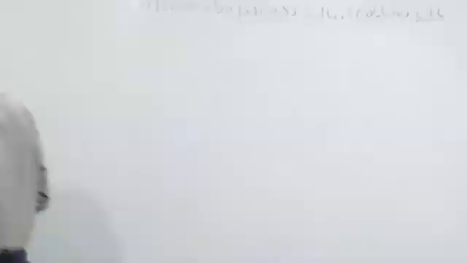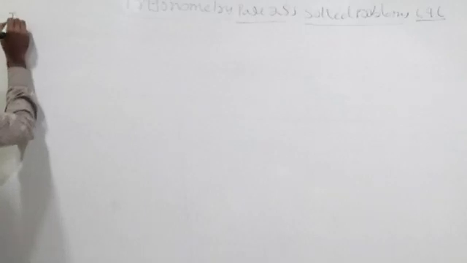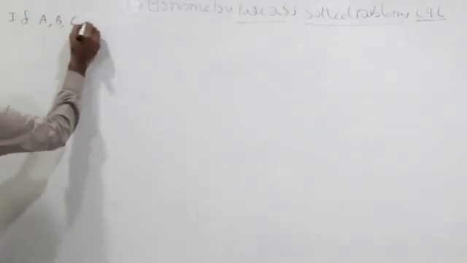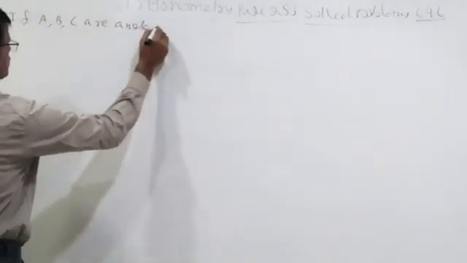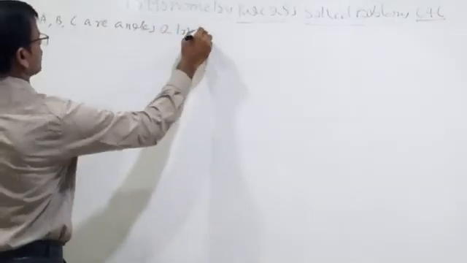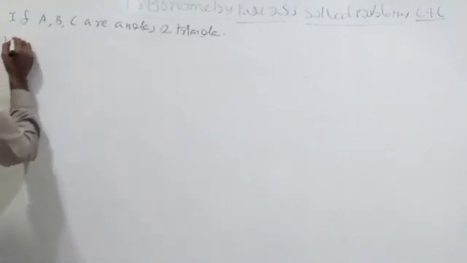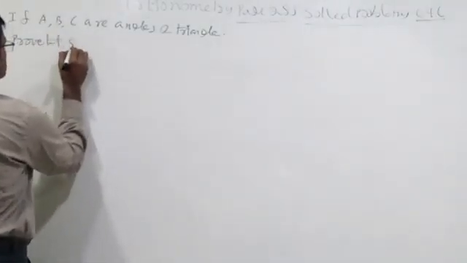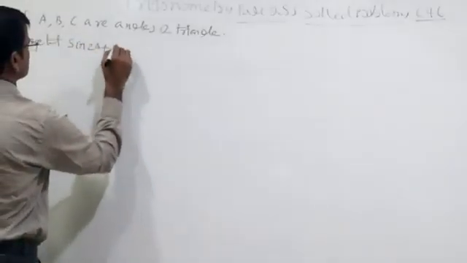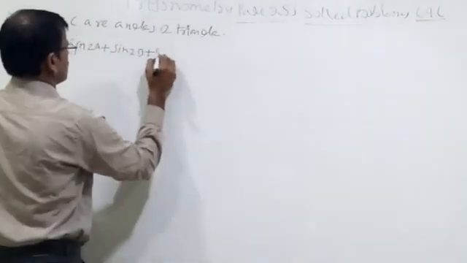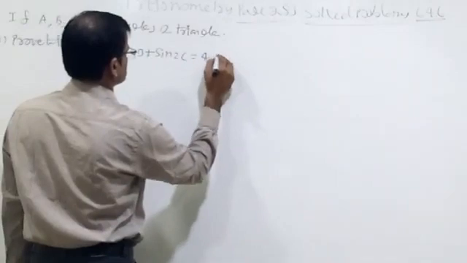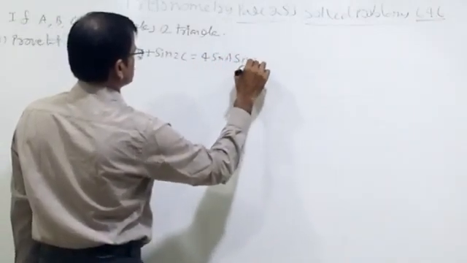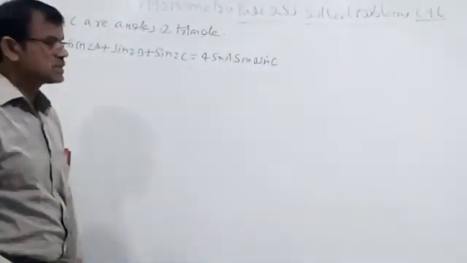Now let us discuss the first question. If ABC are angles of a triangle, in the first question two sums are there. First one: sin 2A plus sin 2B plus sin 2C is equal to 4 sin A sin B sin C.